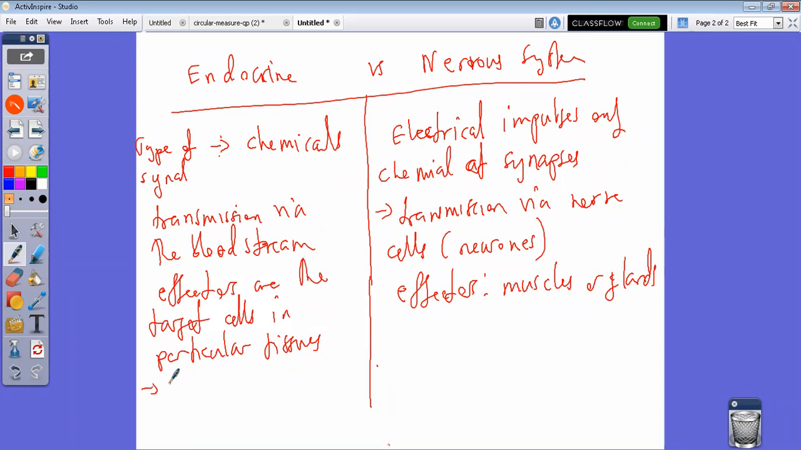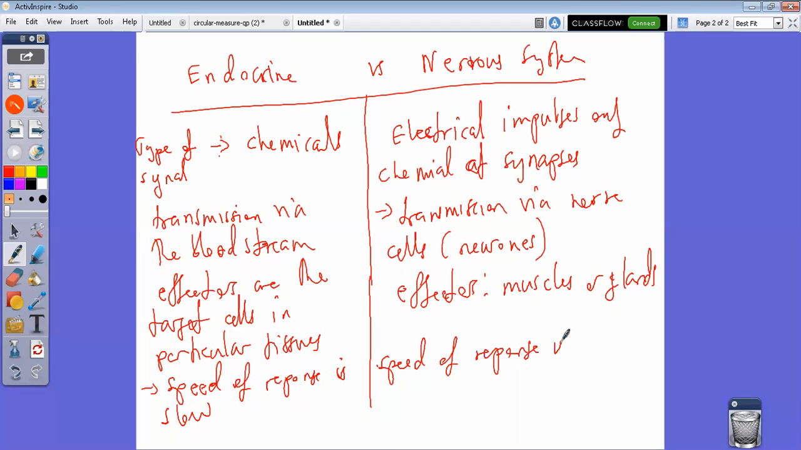Then this one, the speed of response. For the endocrine system, the speed of response is slow. Then for the nervous system, the speed of response is very rapid. Clear?